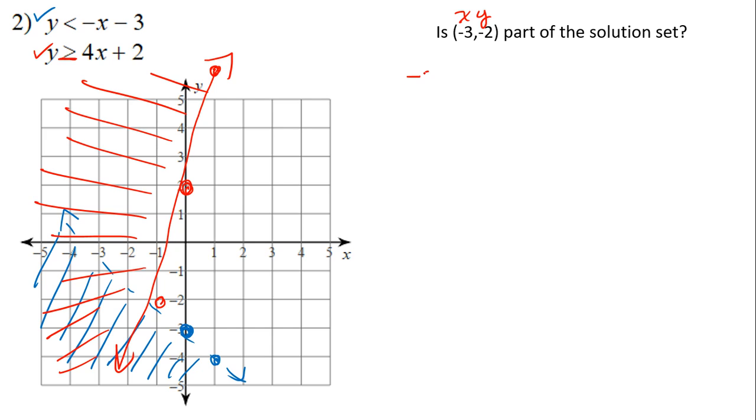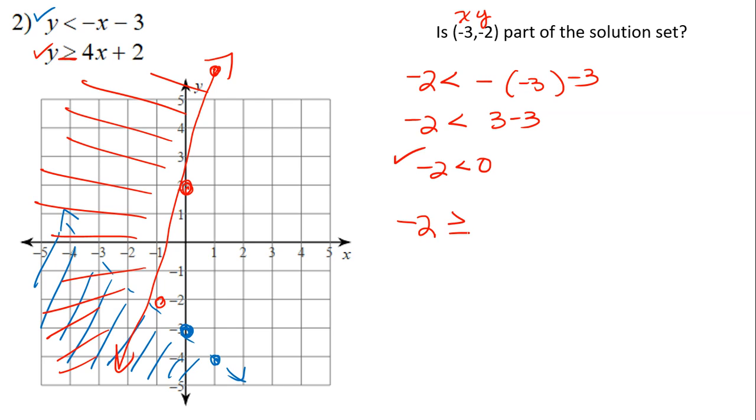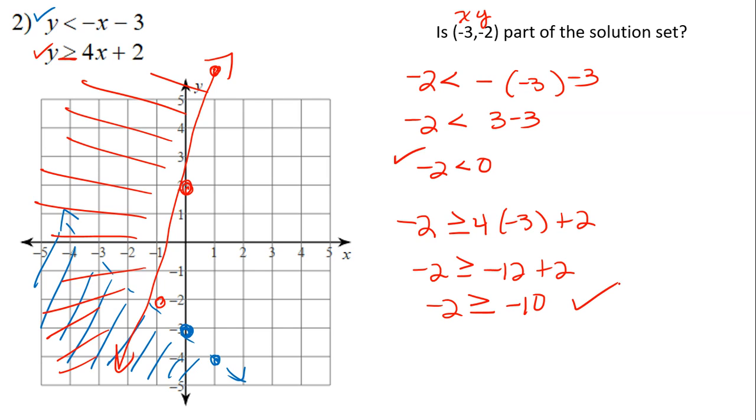So my first inequality is going to say -2 is less than negative x, with x being -3, minus 3. -2 is less than, that's +3 minus 3. -2 is less than 0, that is true. So far so good. Now let's plug our ordered pair into the second inequality. -2 for y is greater than or equal to 4 times -3 plus 2. We have -12 plus 2. We combine that. It says -2 is greater than or equal to -10. -2 is greater than -10, so that is true.